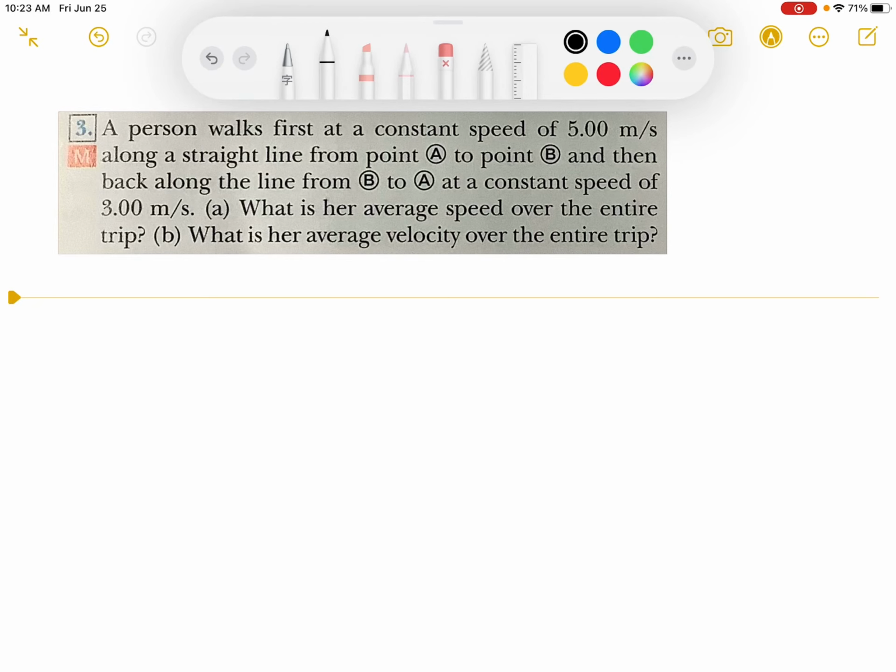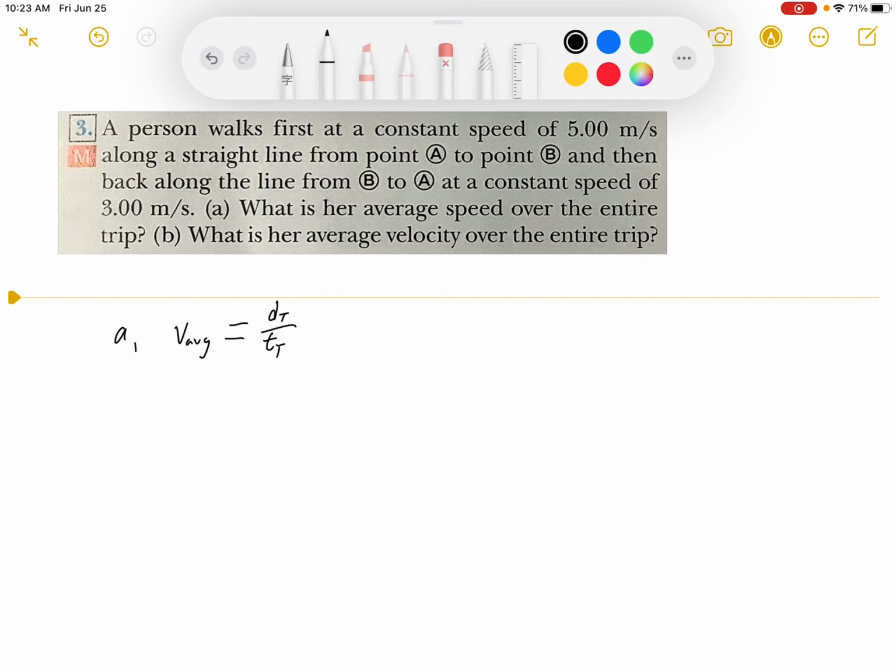Hey everyone, today we're gonna solve a physics problem, and here's the question. So, for part A, we need to find the average speed over the entire trip. So, we know the average speed is equal to the total distance over total time. So we need to get the total distance and the total time for the entire trip.